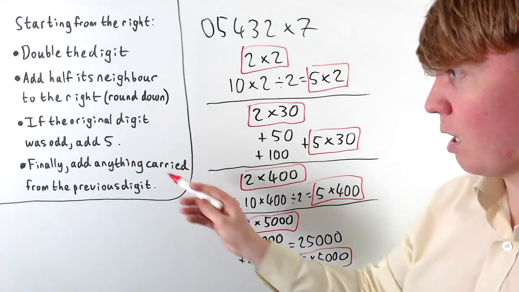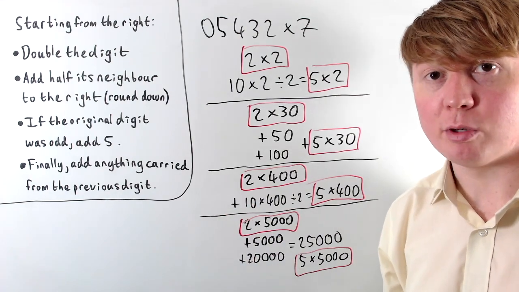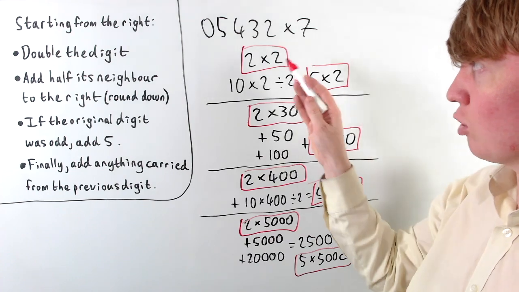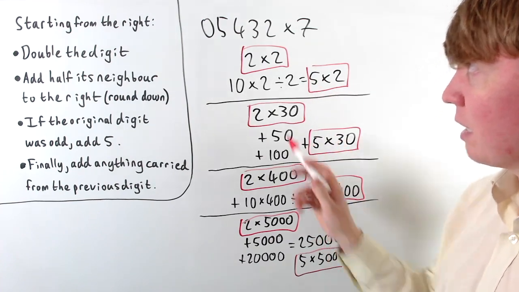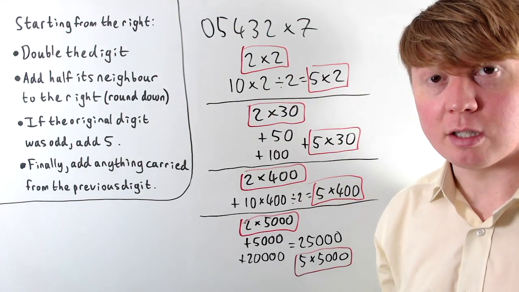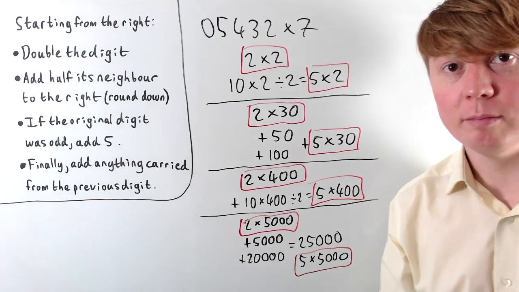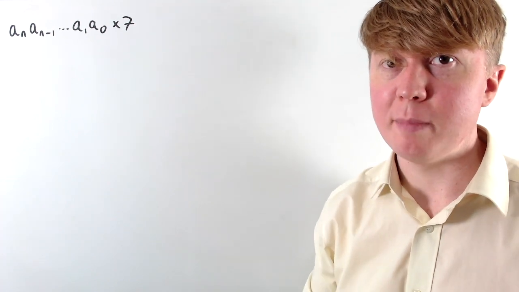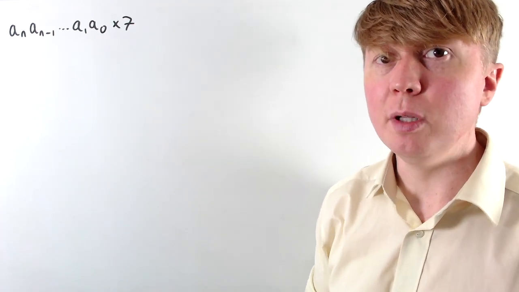And then this extra step at the end where you just carry everything from the previous digits is how we add all of this together. So that takes care of the addition. You can see here we really have just taken all of our different digits there and multiplied them all by 7.